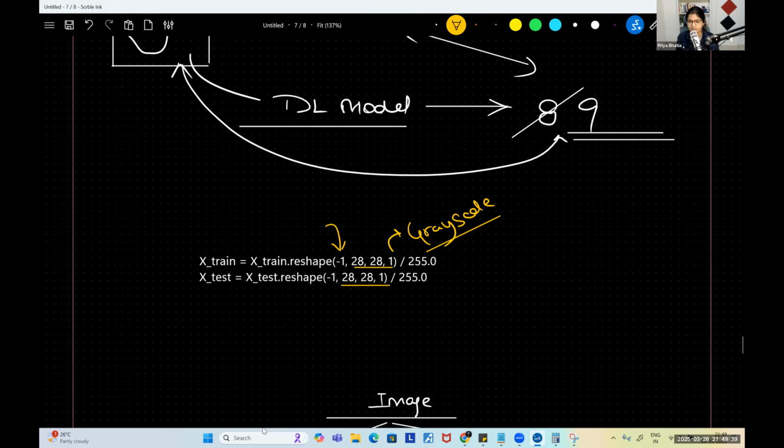Now let's talk about this -1. In both the cases, what does that indicate? It indicates the number of training samples. So usually in MNIST data, I think we have 60,000. Let me recheck how many we have. Hmm. 60,000 are the samples we have for the training set, and 10,000 we have for the testing set.